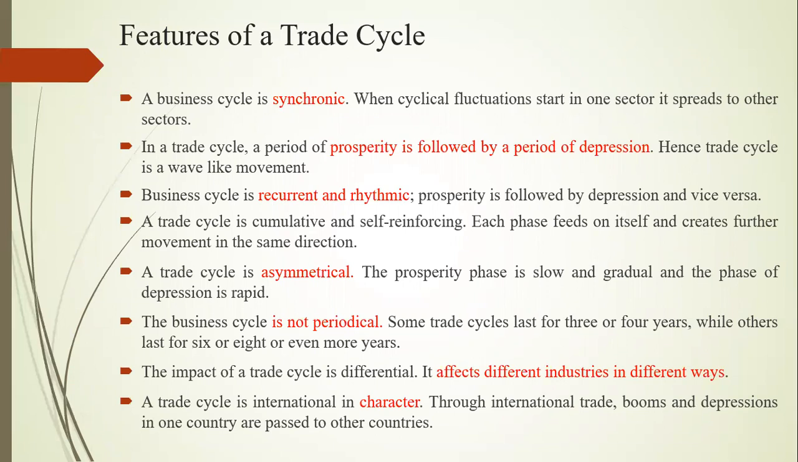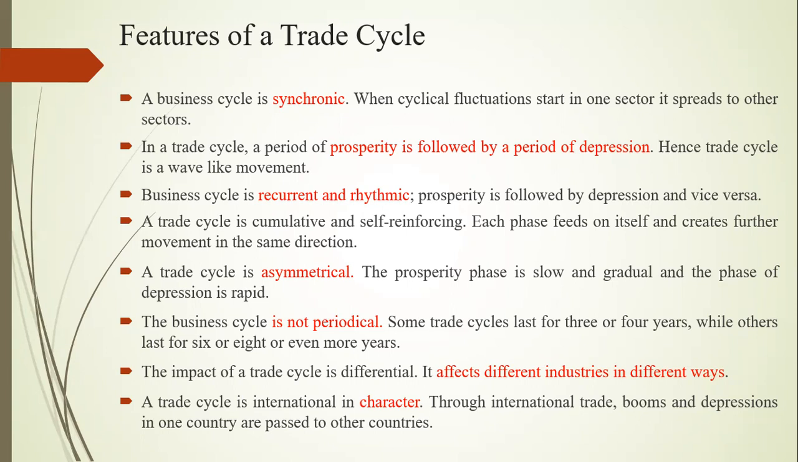The first feature is that business cycles are synchronic. Synchronic means in all sectors. The Hindi meaning is samkaleen, which means in the same period. If recession is coming in one industry, in the same period it will spread to another sector also. So when cyclical fluctuations start in one sector, they spread to other sectors also, and because of that, different phases of the business cycle come.